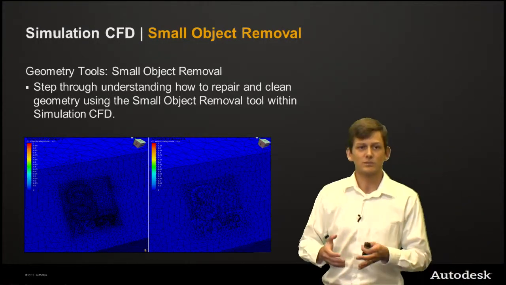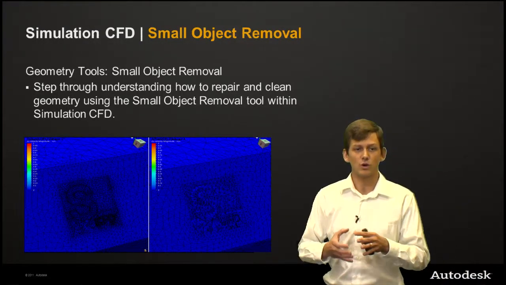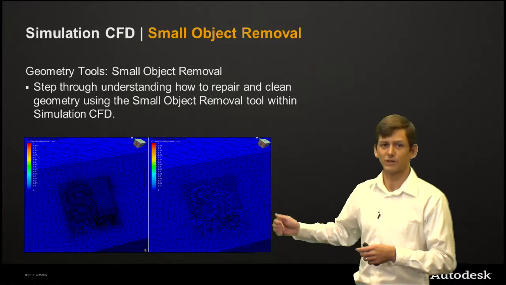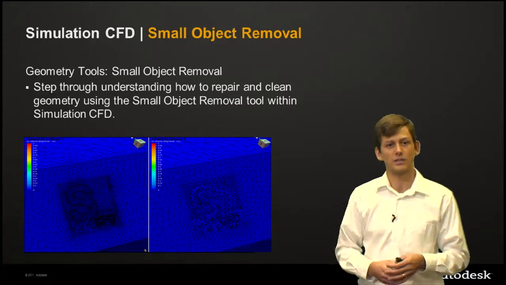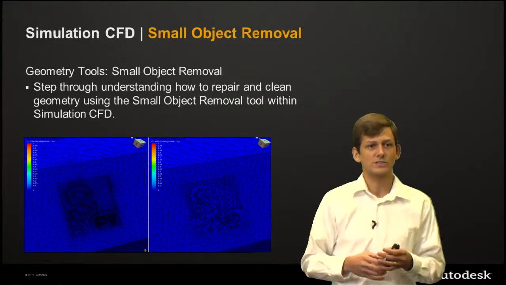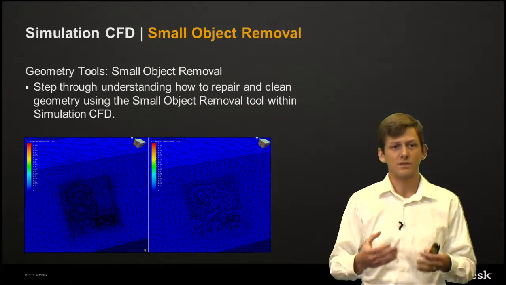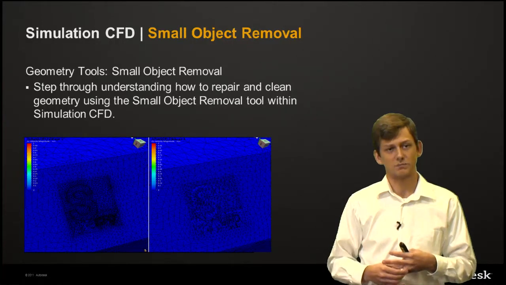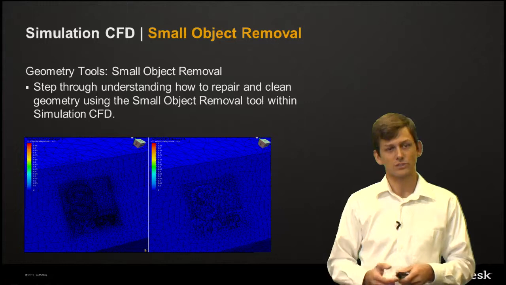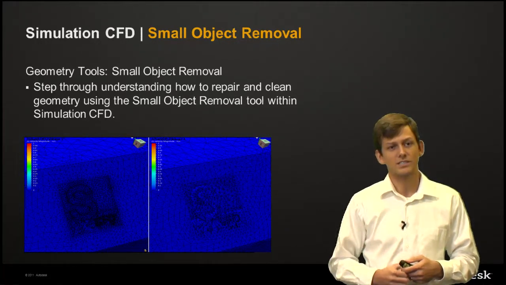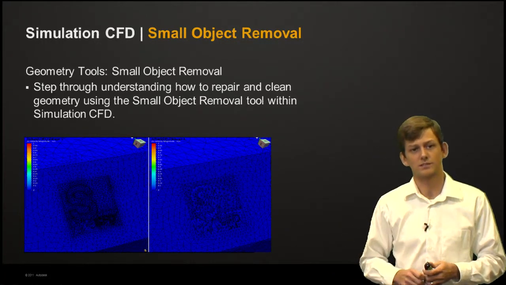So the small object removal tool allows us to clean small surfaces or edges, such as engravings like you see on this flow control valve. If we had a logo that was embossed on it, we can clean those surfaces up a little bit to essentially minimize the overall mesh count and mesh complexity without having to go into CAD and remove those features. So let's jump over into Simulation CFD and see how this process is done.